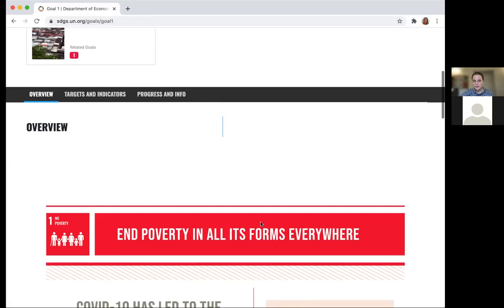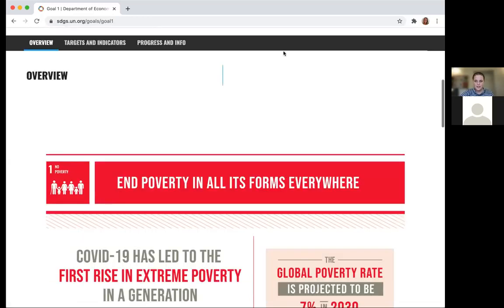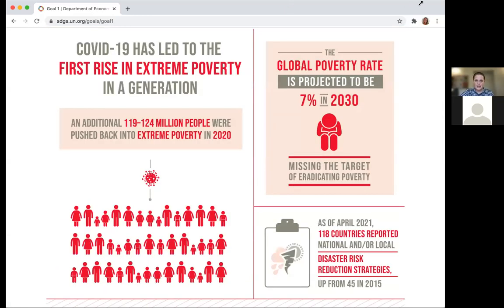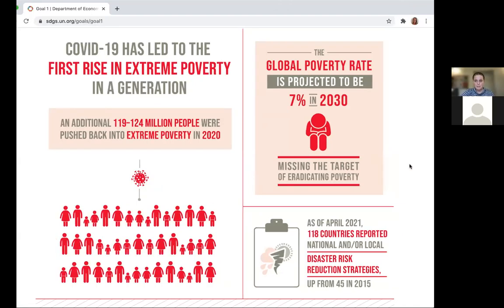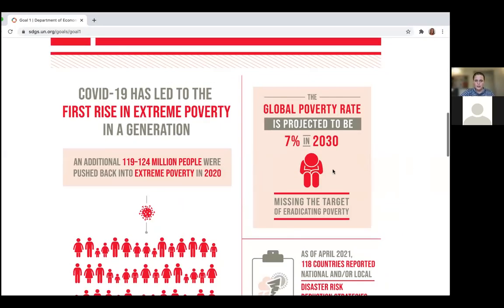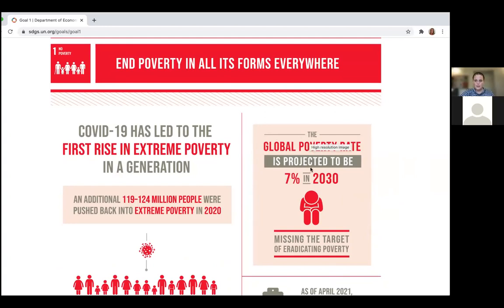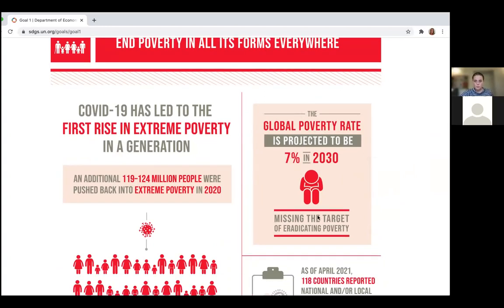Sorry, my connection is a bit slow. Here there is a nice summary of what the goal is about. As you can see, there is a global poverty rate, which is projected to be 7% in 2030. 2030 is the horizon, so really the timeline.